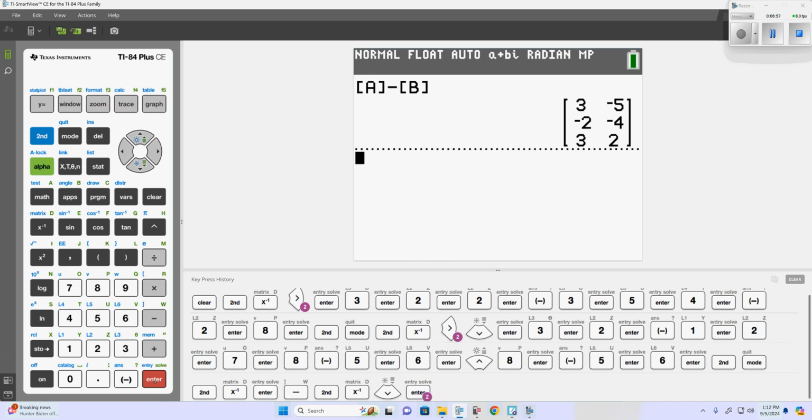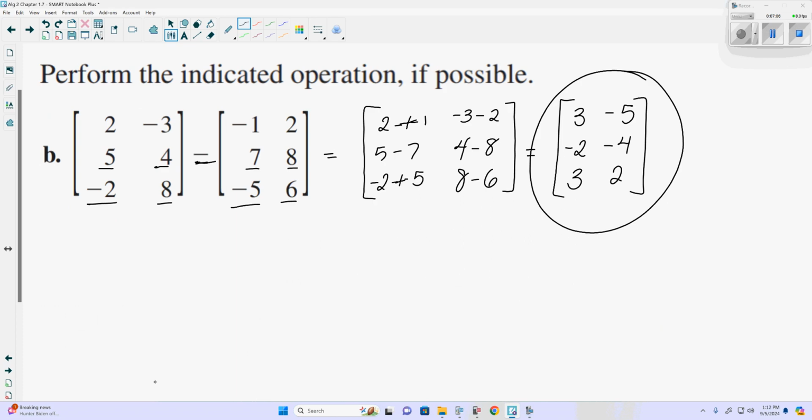Although with this adding and subtracting, it's almost as fast to do it by hand as it is to type this thing into the calculator. We ready for the next one?